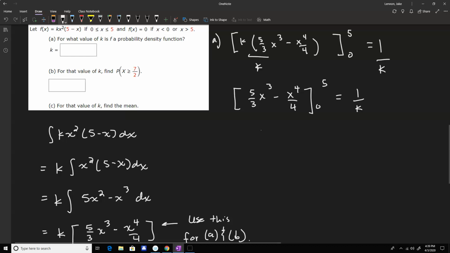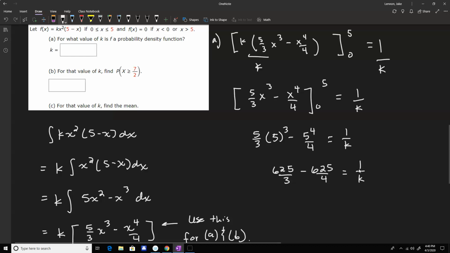Well, one thing that's nice about this is that all we really have to do is plug in 5, because when we plug in 0, all the other terms are going to go away. So essentially this side is just going to be 5/3 times 5 to the 3rd power minus 5 to the 4th power over 4, and this equals 1 over k. So 5 to the 4th is 625, so we get 625 over 3 minus 625 over 4, so that equals 1 over k.